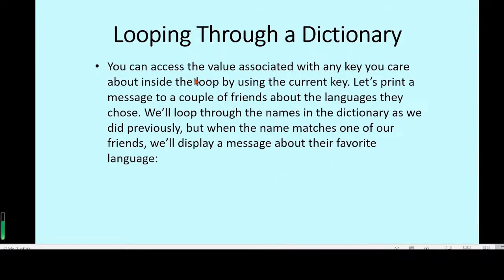And you can access the value associated with each key you care about inside the loop by using the current key. So let's print a message to a couple of friends about the languages they chose. So we will loop through the names in the dictionary as we did previously, but when a name matches one of our friends, we will display a message about their favorite language.